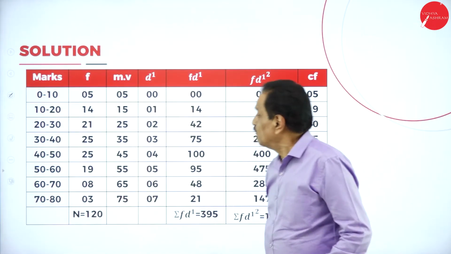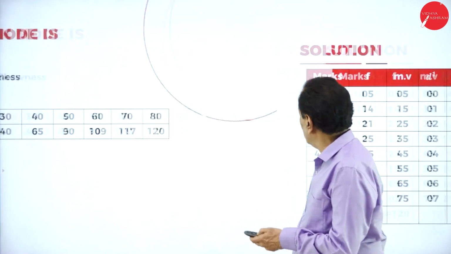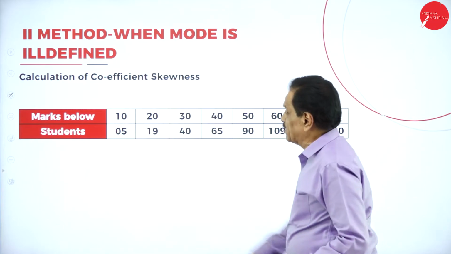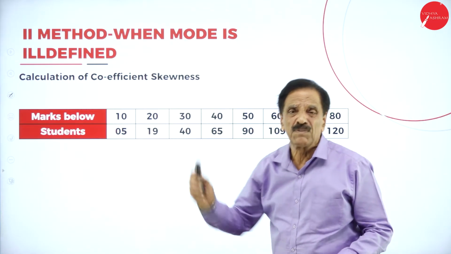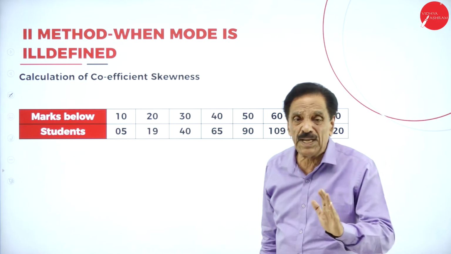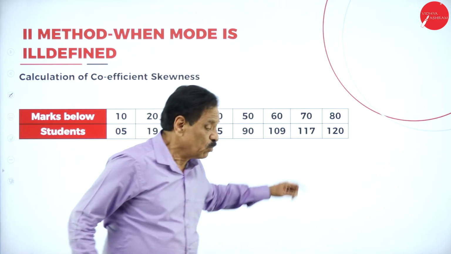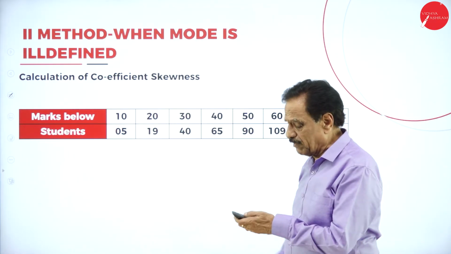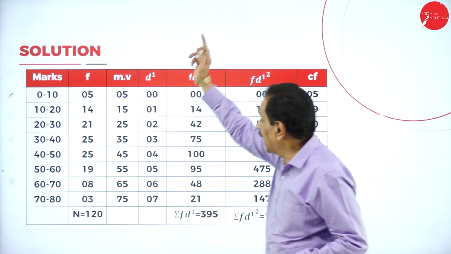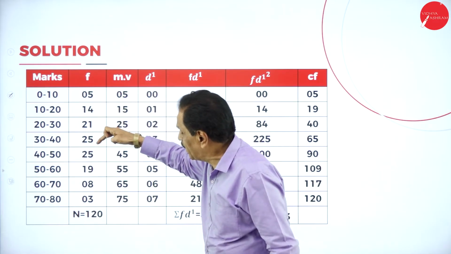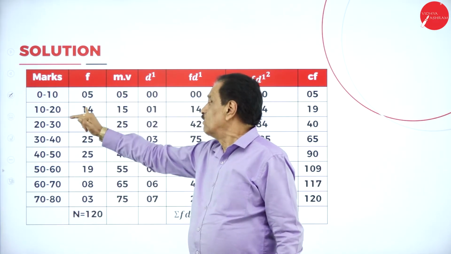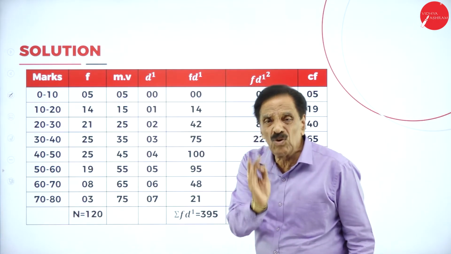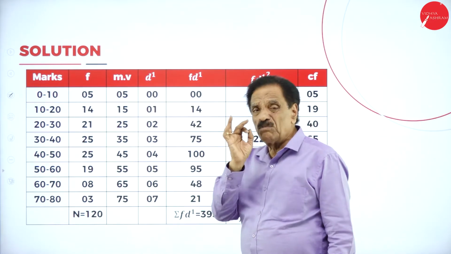When you add the figures, what is the last figure you have? 120. When you add the frequencies, they should be equal to 120, because the highest cumulative frequency here is 120. See that? When you add the frequencies, 5 plus 14, 19, 40, 65, 90, 109, 117, 120. So what we did is correct. The total should be equal to 120.